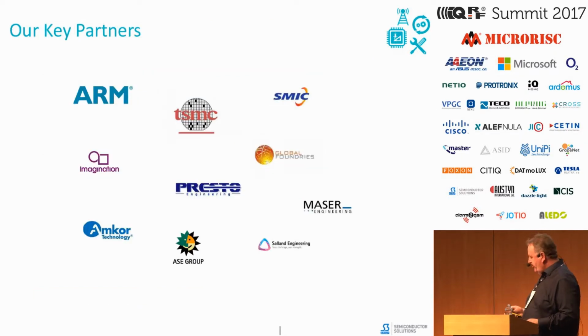We have partners. ARM, we mentioned already, but we have many more processor core partners. This is TSMC. So we're very close to TSMC, Taiwan Semiconductor Manufacturing, biggest in the world. Another would be SMIC in China and Global Foundries. And you'll see also test houses and packaging, such as Amkor and Presto, which are test houses here in Europe, for example. So we've built up a very strong partnership of supply chain management to be able to produce the ASICs.